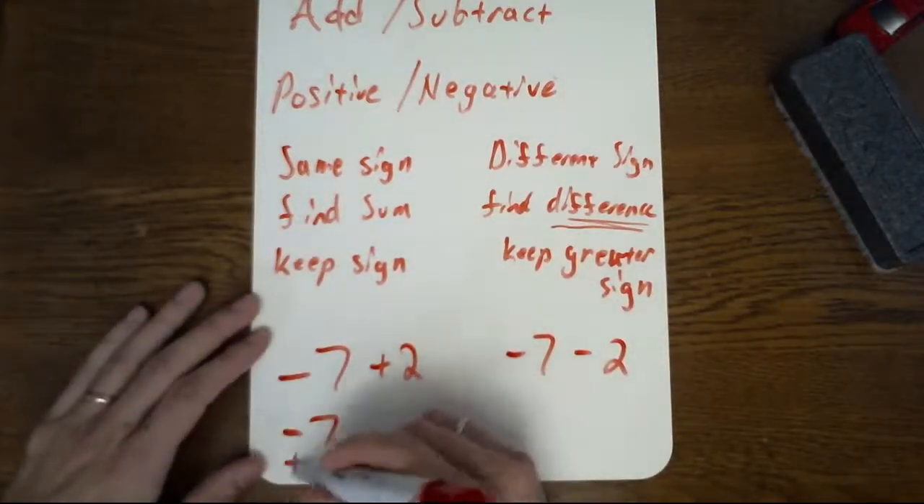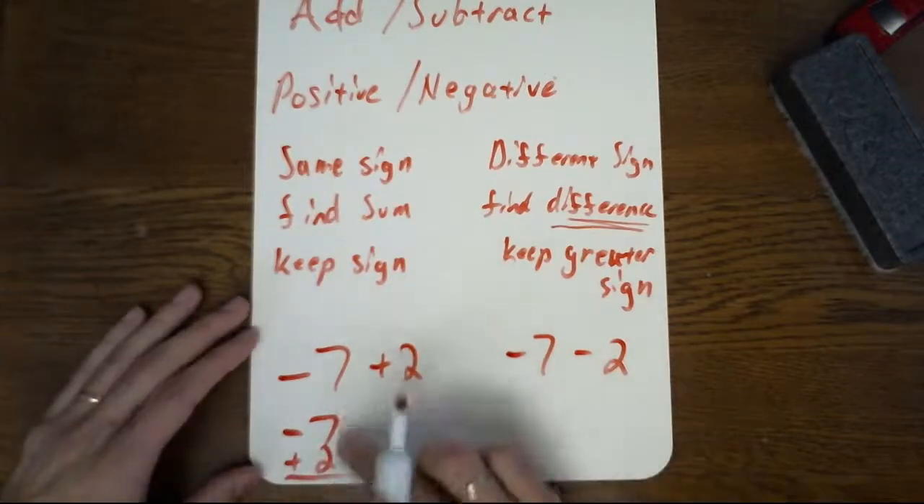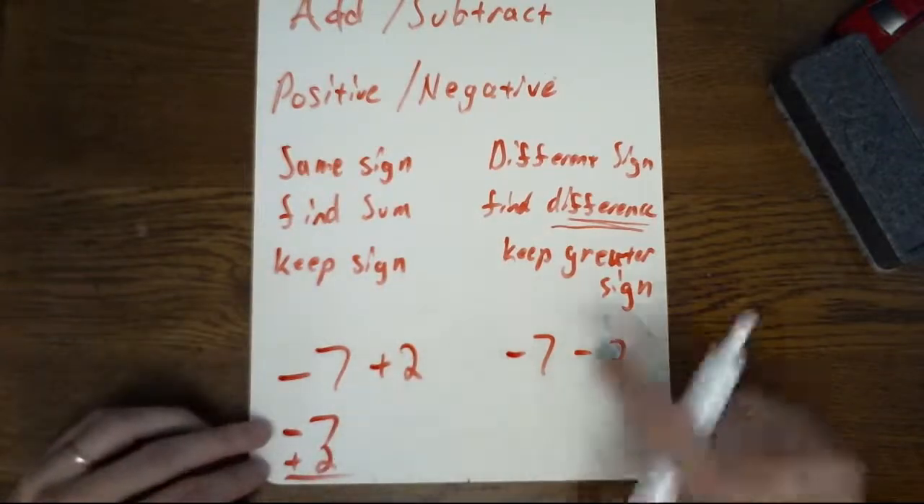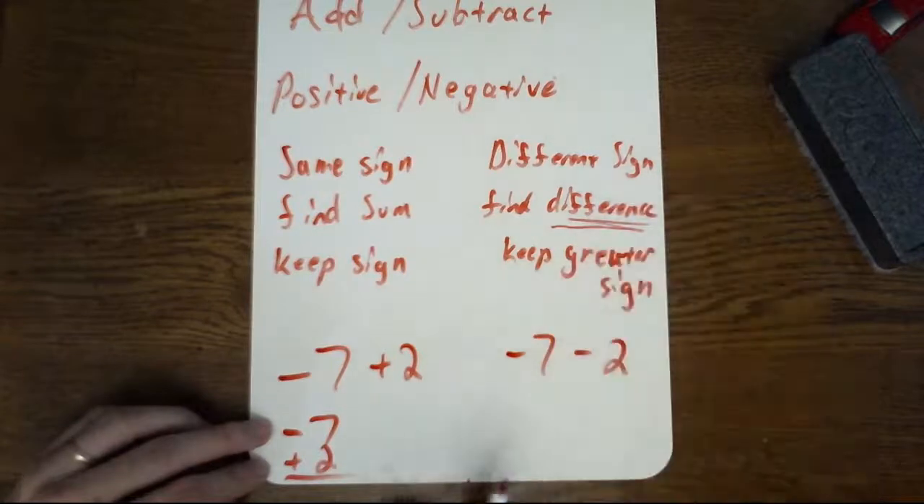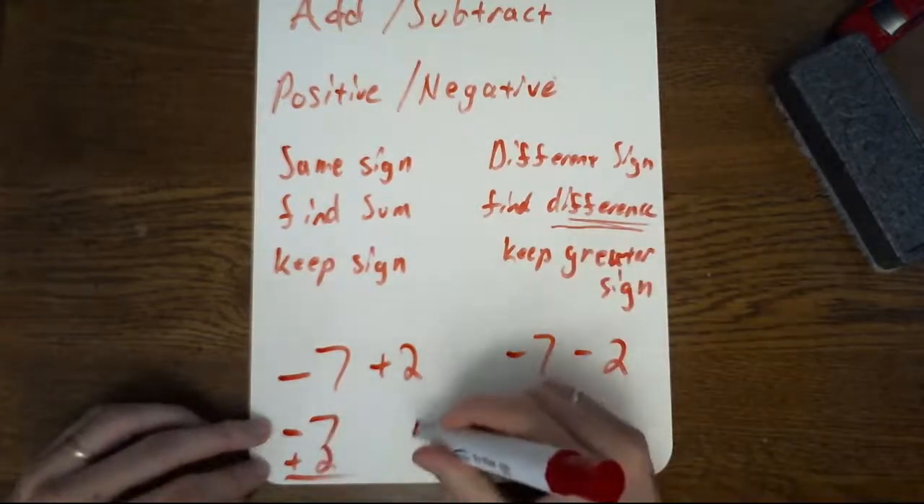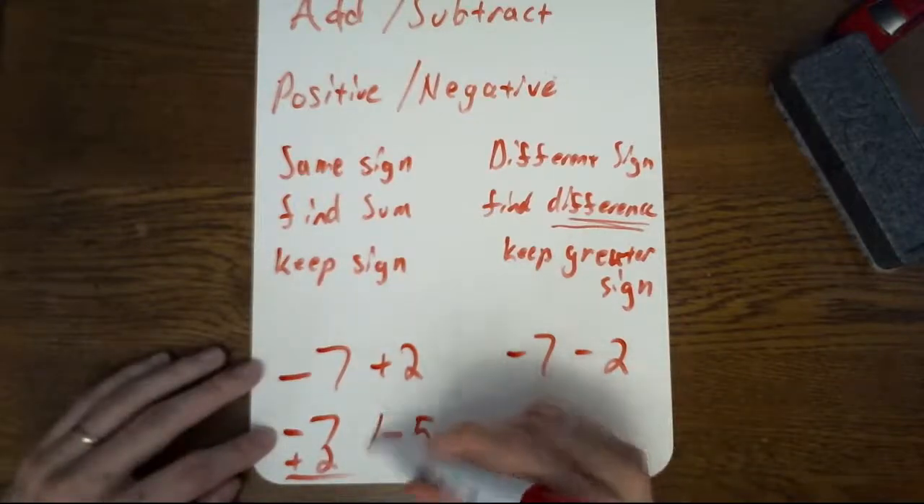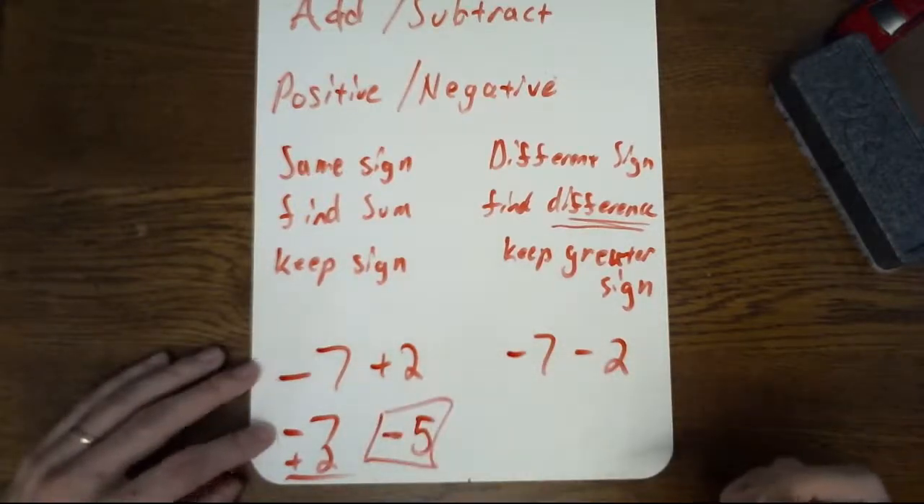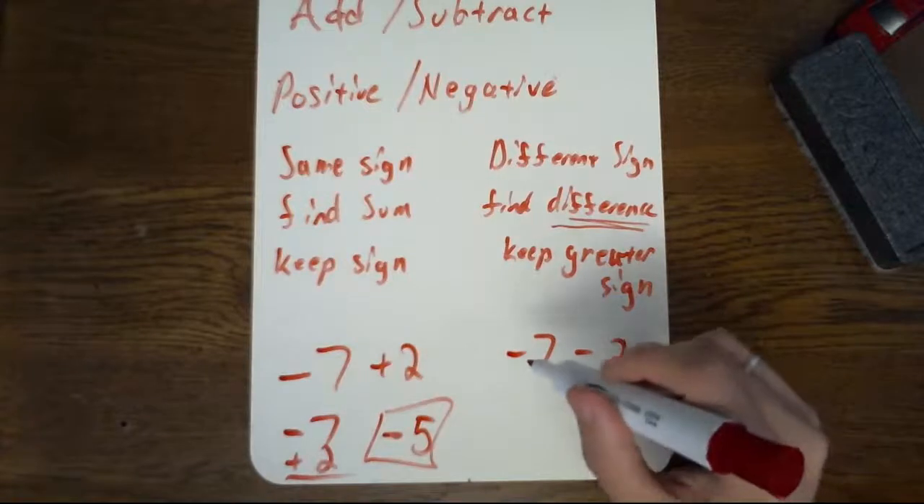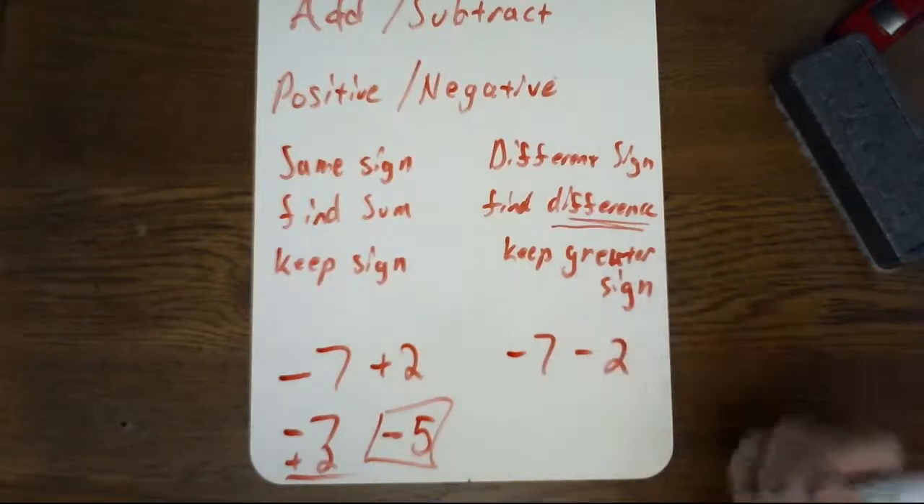Put the greater number on the top, lesser number on the bottom. They have different signs. Find the difference. So what is 7 minus 2? It's 5, except you keep the sign of the greater number, which you always stack on top. How about negative 7 minus 2?